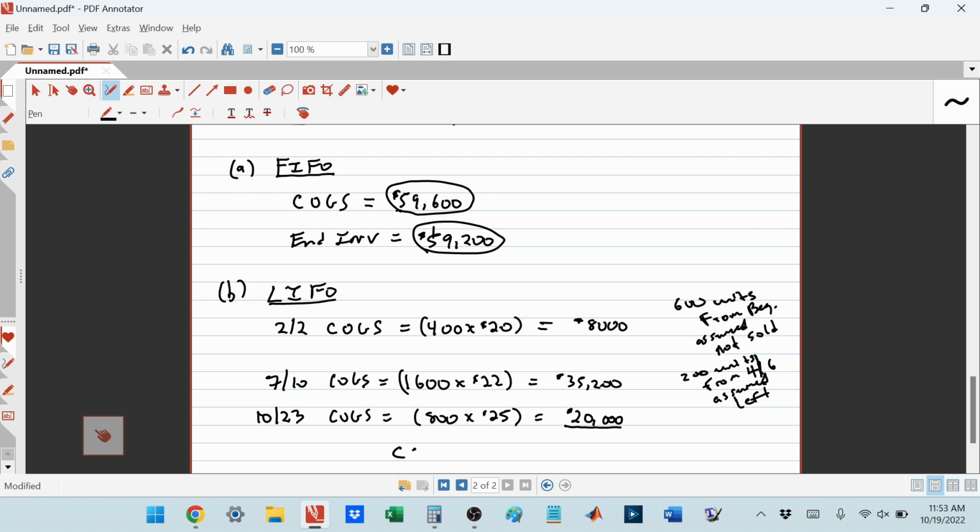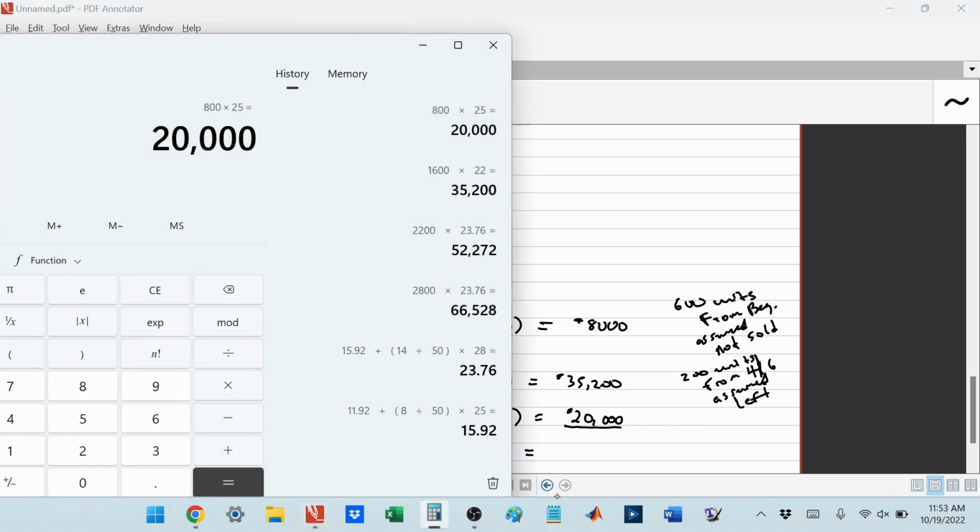Summing up the cost of goods sold for each of the 3 sales we made this year, we would assign this much total cost of goods sold under the LIFO perpetual method.